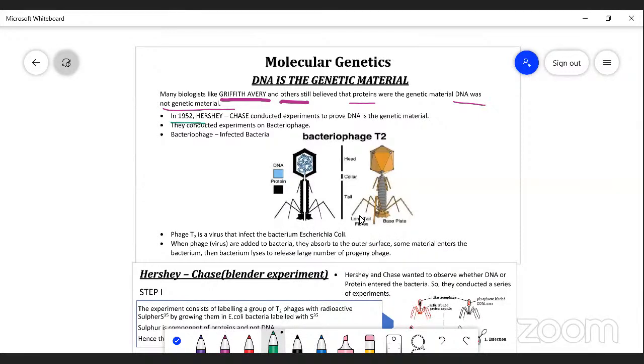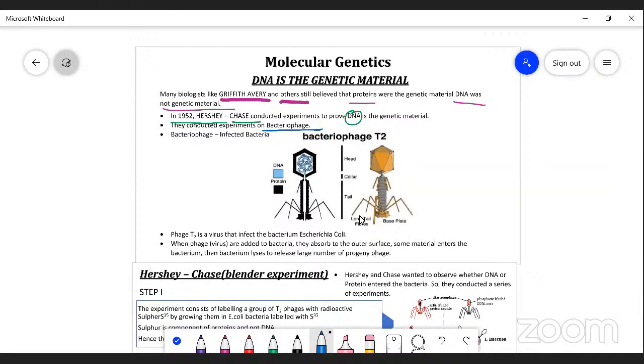1952, Hershey and Chase conducted an experiment to prove DNA is the genetic material. They wanted to prove that DNA alone is the genetic material, not protein. They conducted the experiment on bacteriophage.